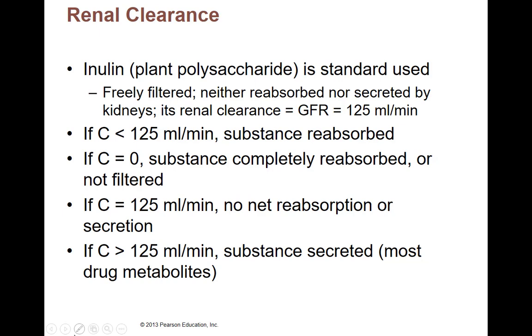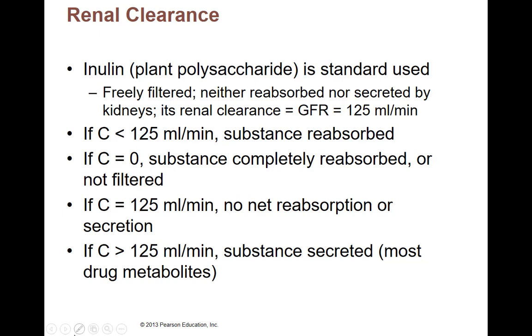plant polysaccharide that much. Now, if the clearance is less than that 125, that means some type of substance gets reabsorbed. So if we're comparing it to some other type of substance, whether it's sugar or another type of drug, if the clearance is less than 125, something's getting reabsorbed, so it doesn't end up in your urine. If we say that the clearance is 0, it just means the substance is completely reabsorbed or was never filtered to begin with, which means you don't have any of it in your urine. Either it didn't get filtered and it stayed in the blood, or you reabsorbed all of it.